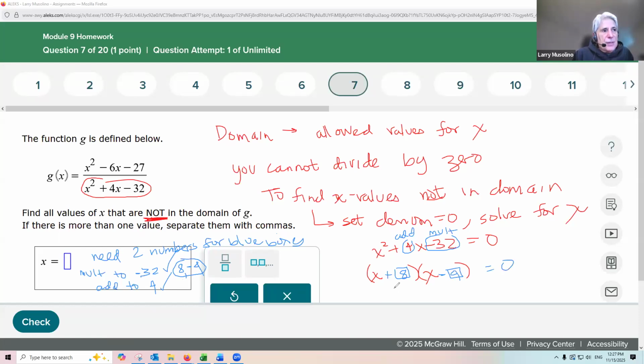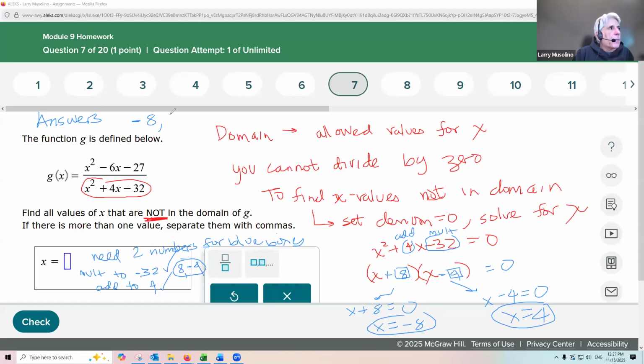Now I can set each parenthesis separately equal to 0. x plus 8 equals 0. x minus 4 equals 0. So x equals negative 8, x equals 4. These are the two answers to this question. So my answers here are negative 8, comma 4. If I plug in those values for x, I'm going to end up with a 0 in the denominator, which is not allowed because you can't divide by 0.